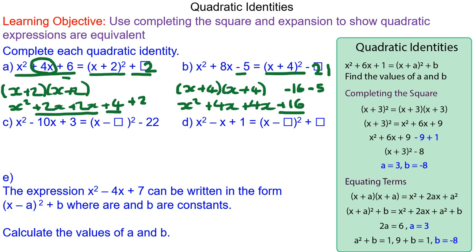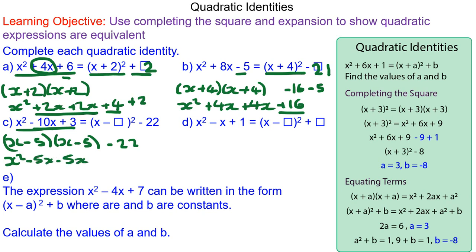For question C, we're going to halve the coefficient of x to give you negative 5. So we have x minus 5, lots of x minus 5, minus 22. And that should give you the original quadratic. Let's just check that. So we have x squared minus 5x minus 5x. Negative 5 times negative 5 is positive 25 minus the 22, and that does make 3. So this would be minus 5.